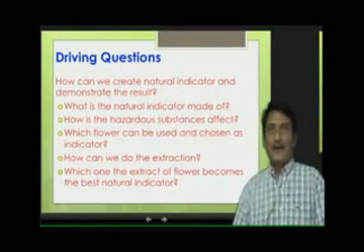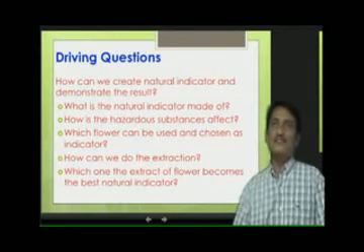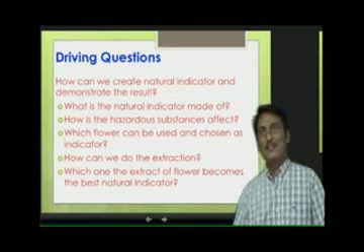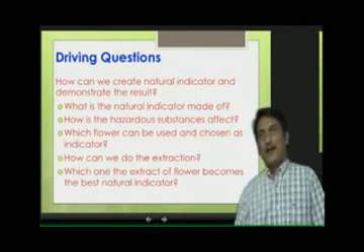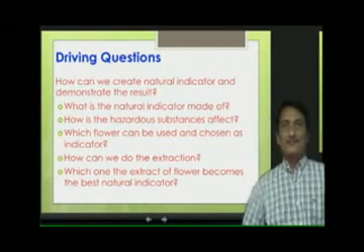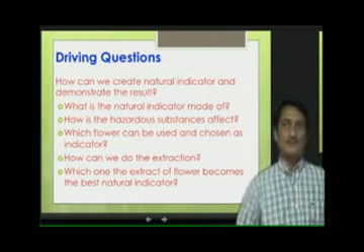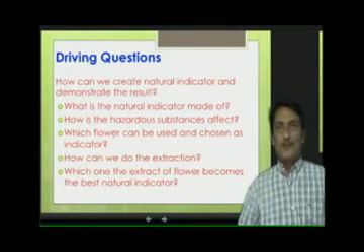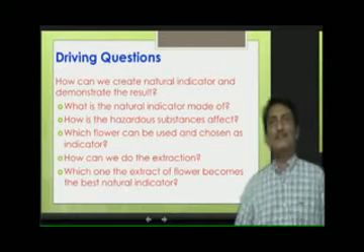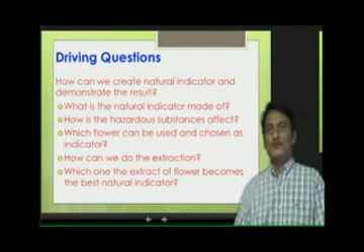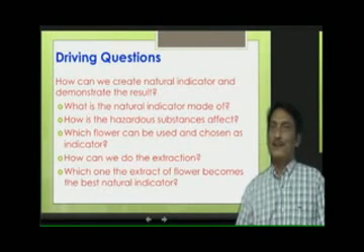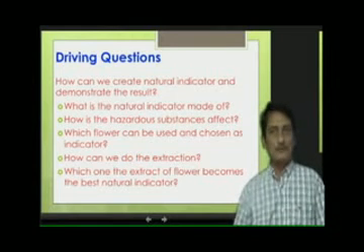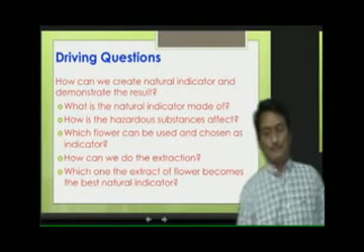Driving questions. How can we create a natural indicator and demonstrate the results? The first, what is the natural indicator made of? How do the hazardous substances affect us? Which flower can be used and chosen as indicator? How can we do the extraction? And last but not least, which flower extract becomes the best natural indicator?